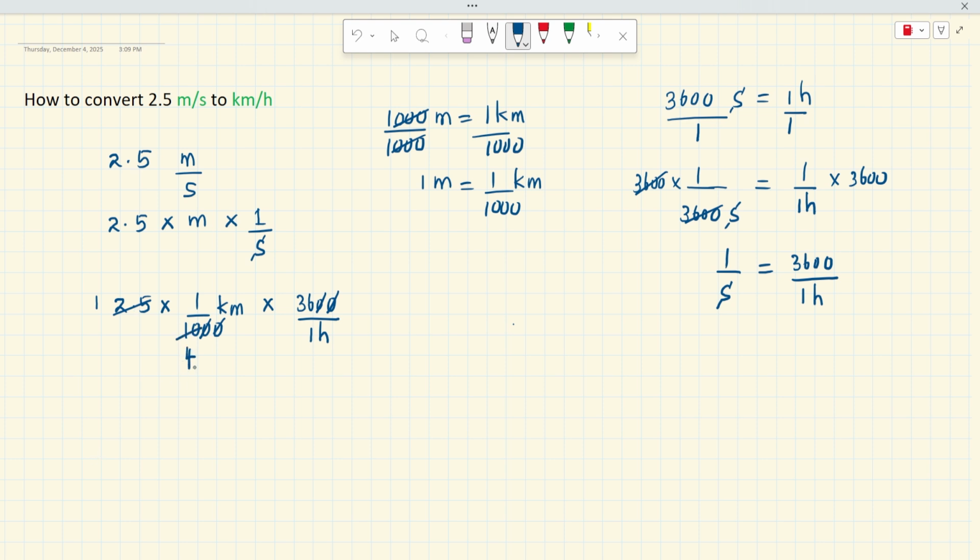Then here I have 4 and 36. 4 times 1, that is 4. 4 times 9, that is 36. So numerator I have 1 times 1, that is 1. 1 times 9, that is 9 kilometers. Then denominator I have 1 times 1h, that is h. So 9 kilometers per hour is the answer.